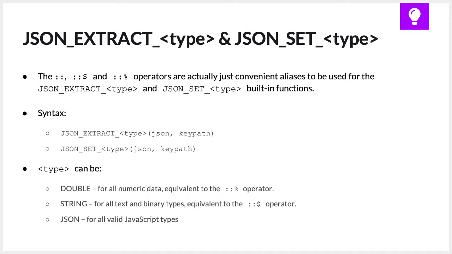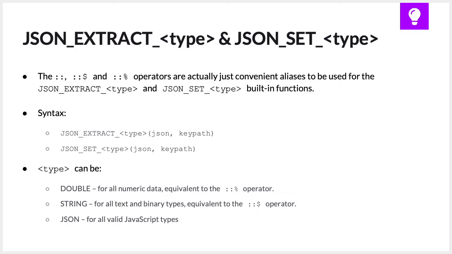SingleStore provides some built-in JSON system functions as well. The first functions we'll cover are JSON_EXTRACT and JSON_SET. We've actually covered both of these functions in detail already because the double colon operators are simply convenient aliases for these functions. When using the double colon operators in a select statement, you are executing the JSON_EXTRACT function. And when using them in an update statement, you are executing the JSON_SET function.